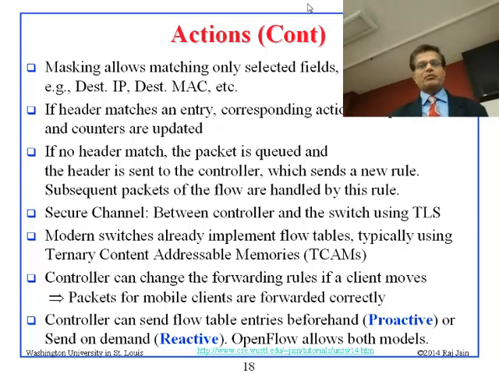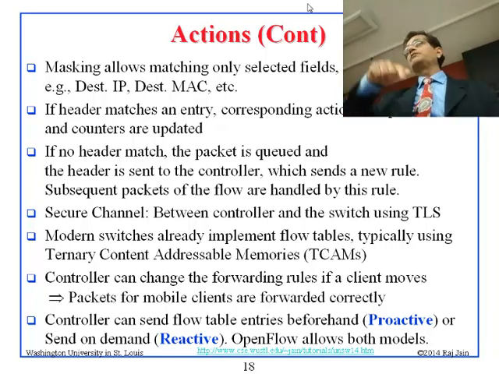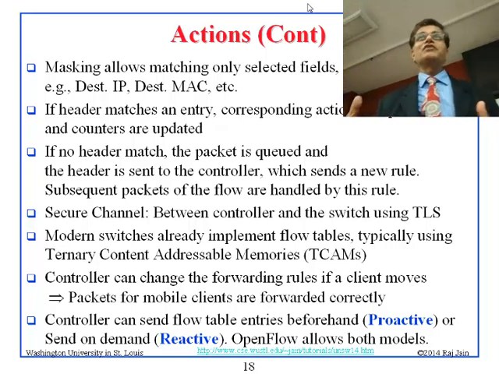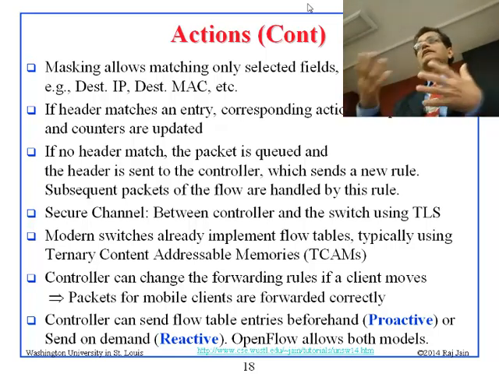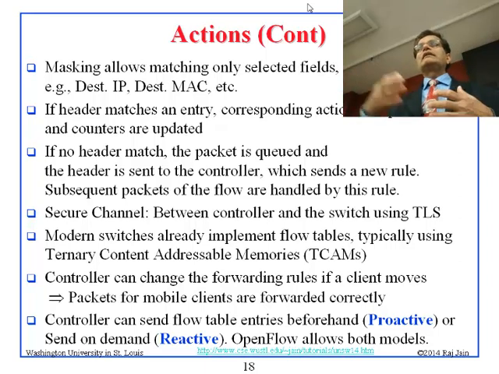All right, actions could be masking. So basically you can just mask selected fields, we already saw that. I think most of the things we have already said. If there's no header match, the packet is queued, the channel is secure, we know that they use TLS. And modern switches already implement the flow tables using TCAMs, so that's already there. Controllers can change the forwarding rules if a client moves. So now we start seeing the advantages of OpenFlow. The advantage is that the controller keeps track of the whole network. So if I'm in this room, it knows that all my packets will come to this room. If I move to that room, the controller will know that I have moved, and all my packets will go to that room. So mobility is much easier to handle here than in the self-learning environment, where lots of packets will be dropped until they figure out that I'm over there.